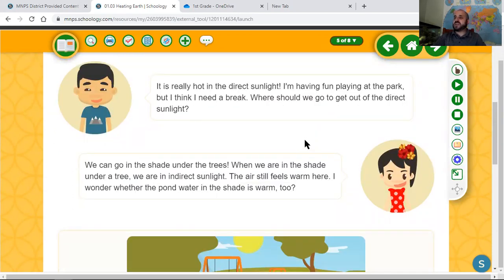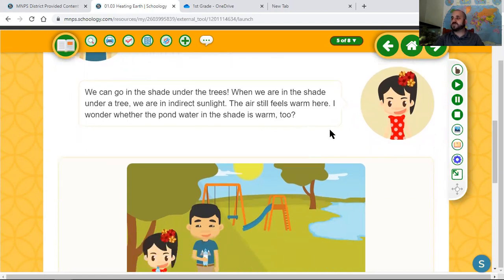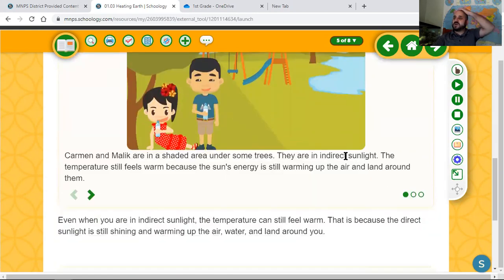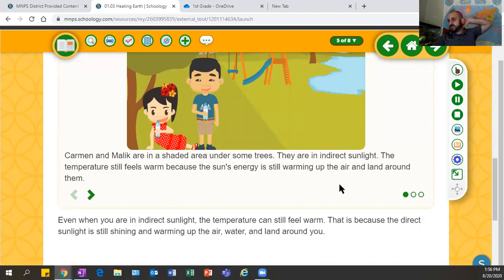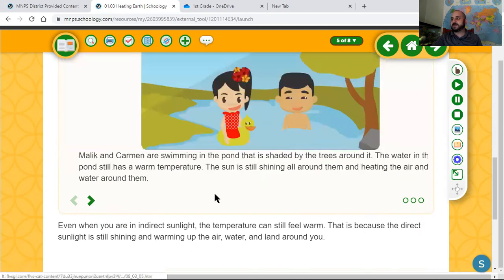When we are in the shade under a tree, we are in indirect sunlight. The air still feels warm. I wonder whether the pond water in the shade is warm too. Carmen and Malik are in a shaded area under some trees. They are in indirect sunlight. The temperature still feels warm because the sun's energy is still warming up the air and land around them.